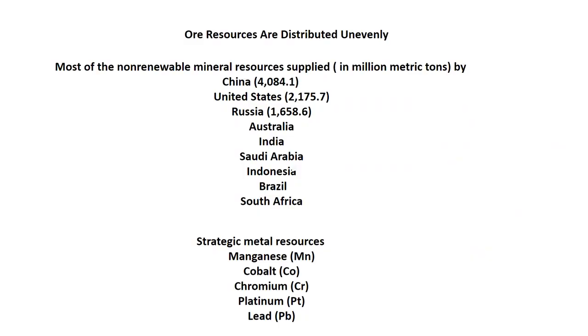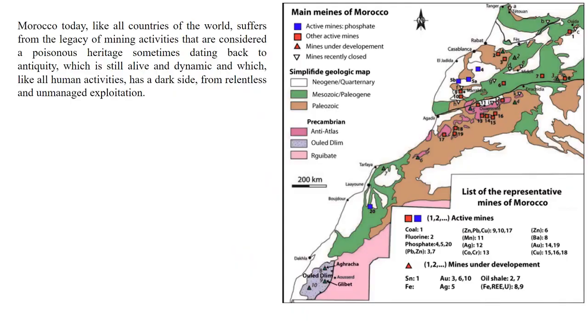The countries that are the biggest miners in the world are, first of all, China, the United States, Russia, Australia, India, Saudi Arabia, Indonesia, Brazil, and South Africa. The strategic metal resources are manganese, cobalt, chromium, platinum, and finally lead.